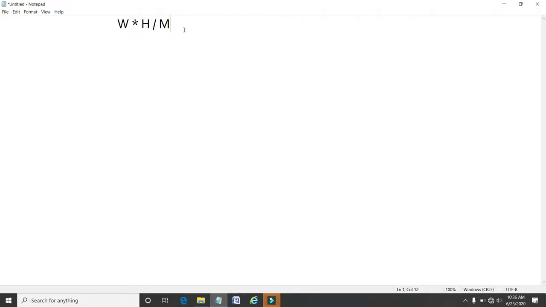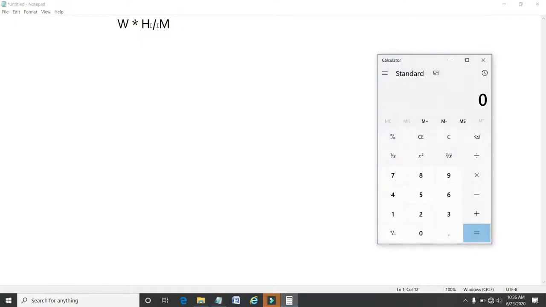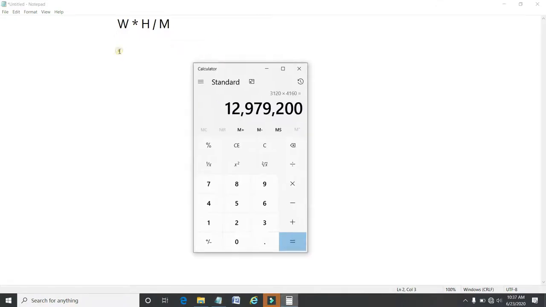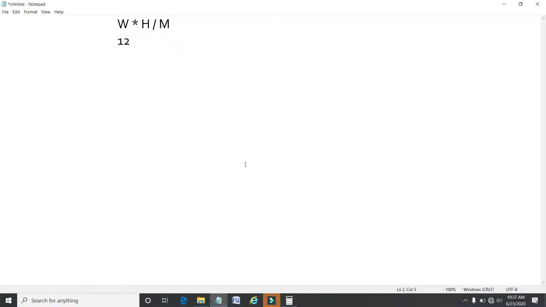Now students, open your calculator. Width multiplied by height. The width is 3120, 3120 multiplied by 4160 equals 12,979,200. So right here, 12,979,200. This is our width multiplied by height, divided by mega, M.